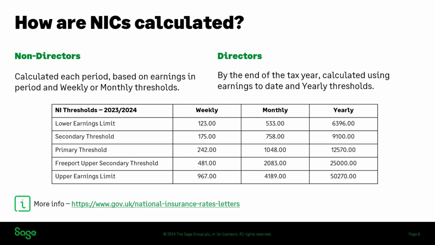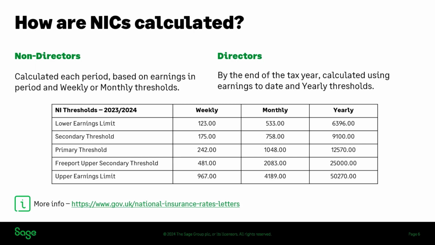So yearly thresholds are there in the yearly column. The secondary threshold is £9,100 per year, and the primary threshold is currently the same as the personal allowance for PAYE tax, £12,570. And you can check the rates of national insurance for the various categories on the gov.uk website.